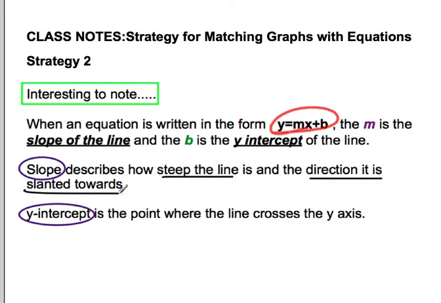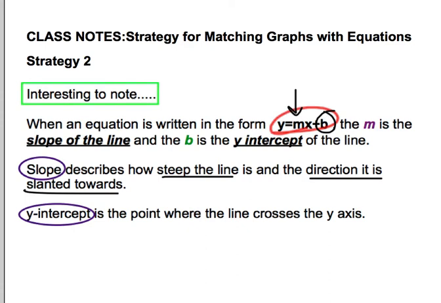You can use this information in order to eliminate some of your choices. So if you ever had to guess on your exam, at least you have like a 50-50 chance or maybe a 75% chance of getting it correct. So these are just strategies that you can use to eliminate certain graphs. The y-intercept is always the b. No matter wherever it crosses that y-axis, if the equation is in this form, it will always be the b.